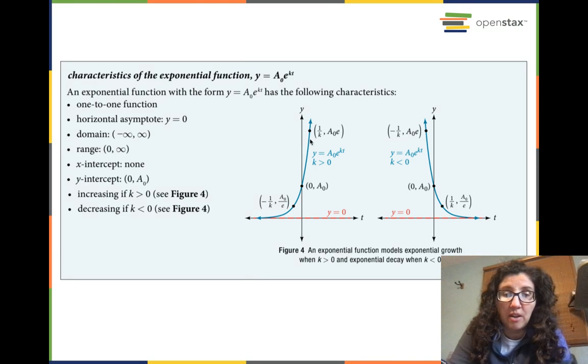We kind of have 3 critical points or key points on our graphs. The domain in both cases is negative infinity to infinity. The range is 0 to infinity. There's no x-intercept. There's a horizontal asymptote at y equals 0. The y-intercept in both cases is at A0. And it's increasing if k is greater than 0 and decreasing if k is less than 0.